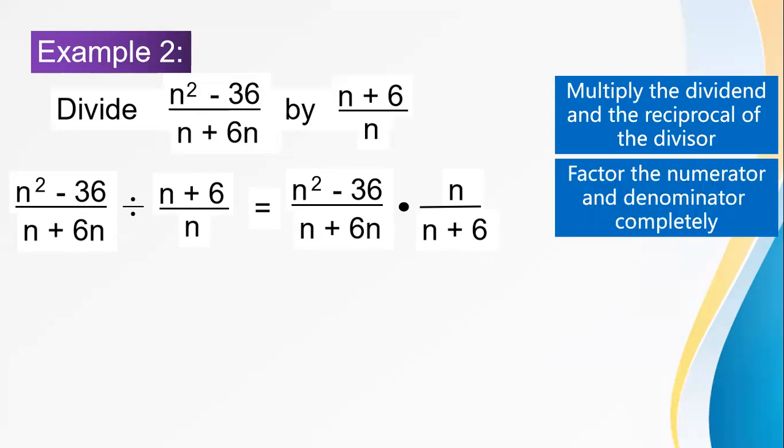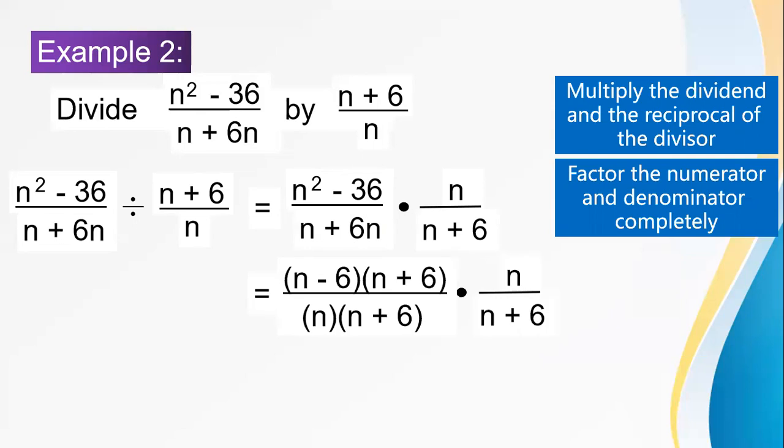Next, you factor the numerator and denominator completely. So this will be the given factor. Since this one is n squared minus 36, we call this a difference of two squares. The first binomial has a negative connecting sign and the other one is positive. The square root of 36 is 6 and the square root of n squared is n, so n minus 6, n plus 6. Then for n squared plus 6n, we have a common factor. The common factor is n.